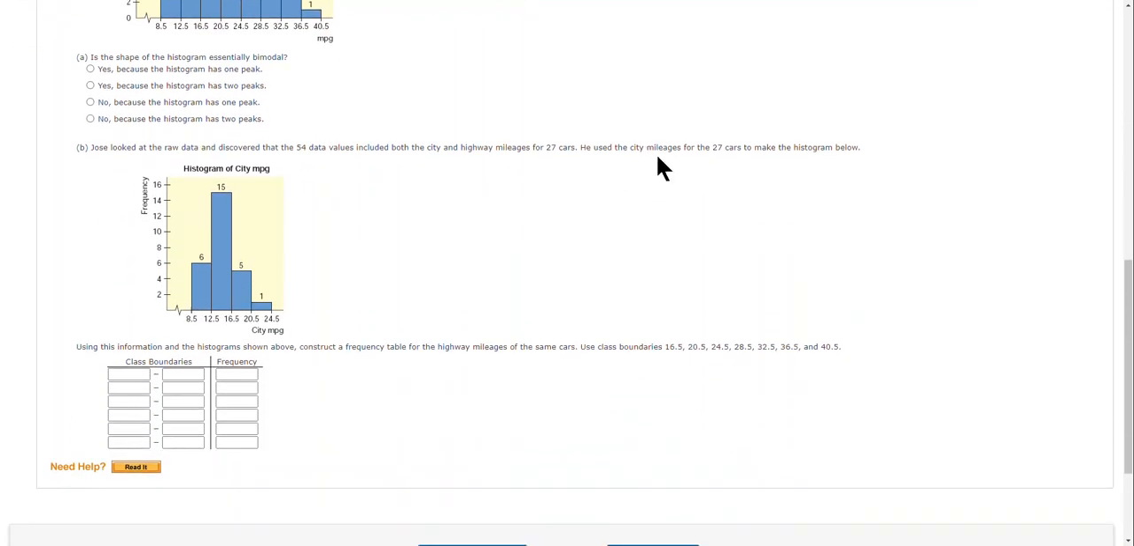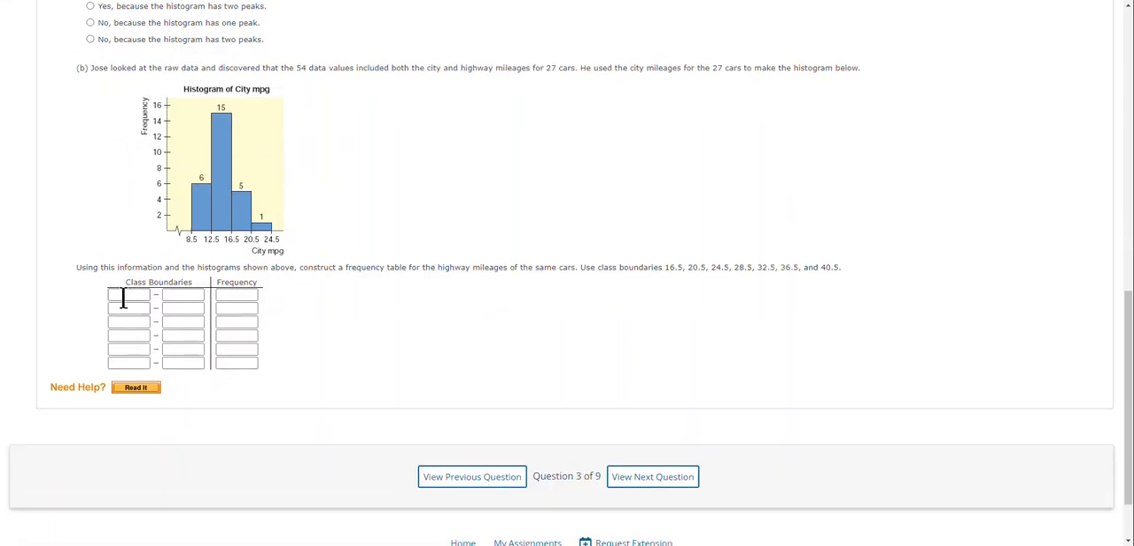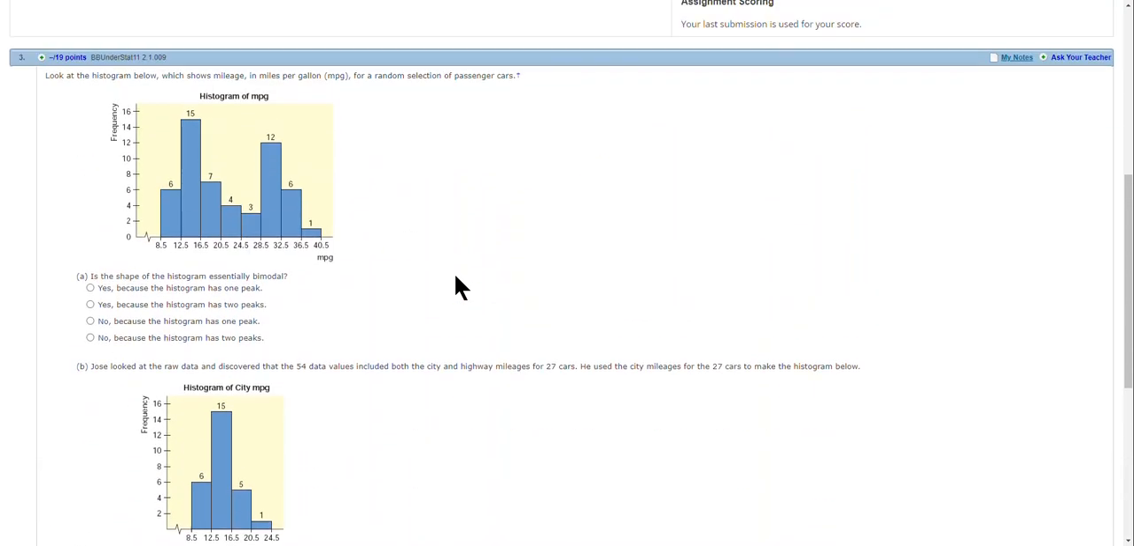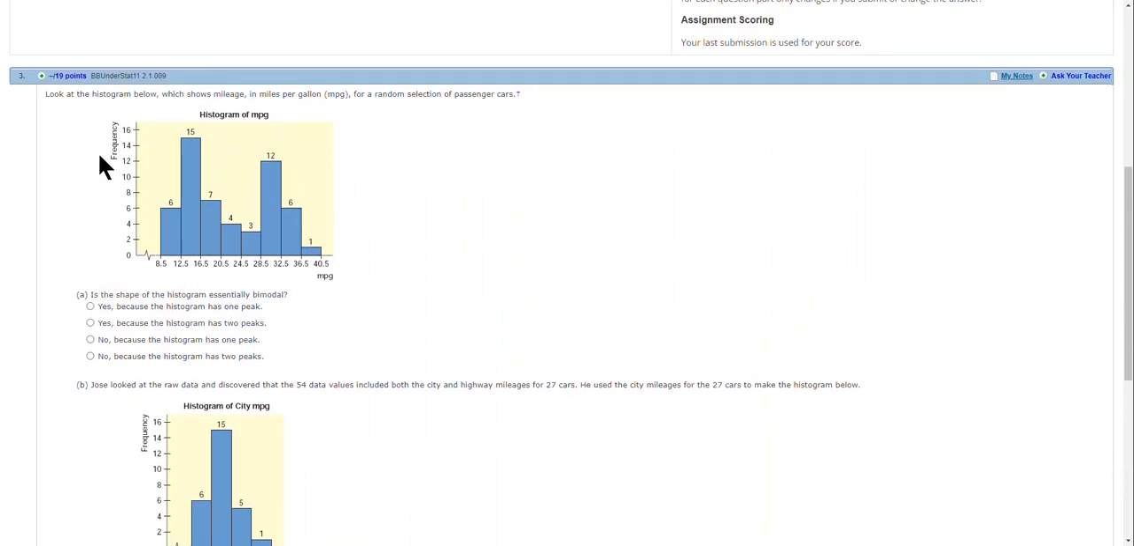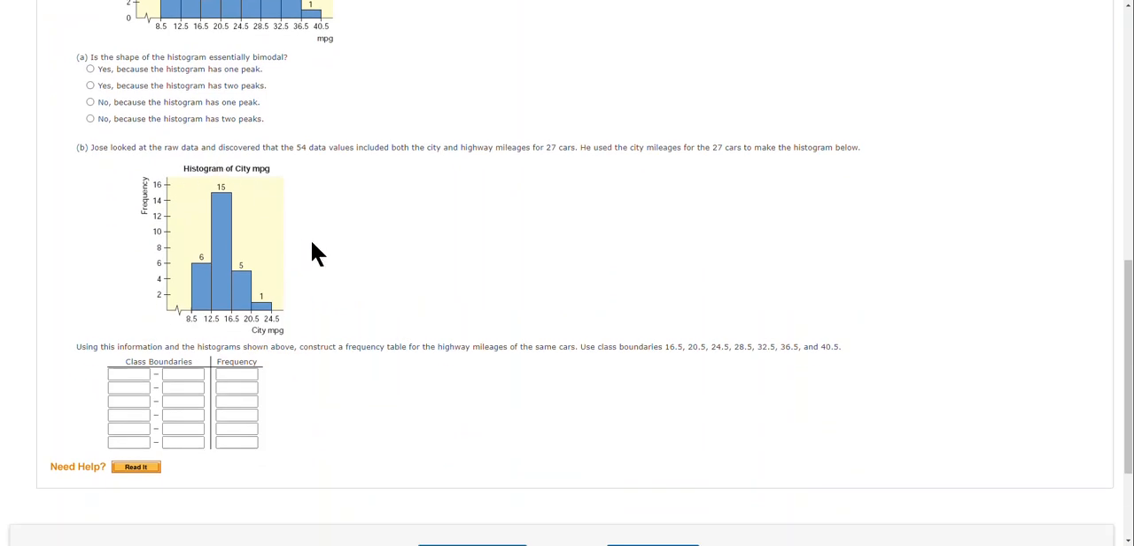He used the city mileages for the 27 cars to make a histogram below. This histogram is just the city miles. What they're asking you to do in the question is to make a histogram for highway miles. So remember, this is all cars, this is city cars, this is highway cars. So it asks us or tells us to use the class boundaries for 16.5 to 20.5, 20.5 to 24.5, 24.5 to 28.5, and so on.